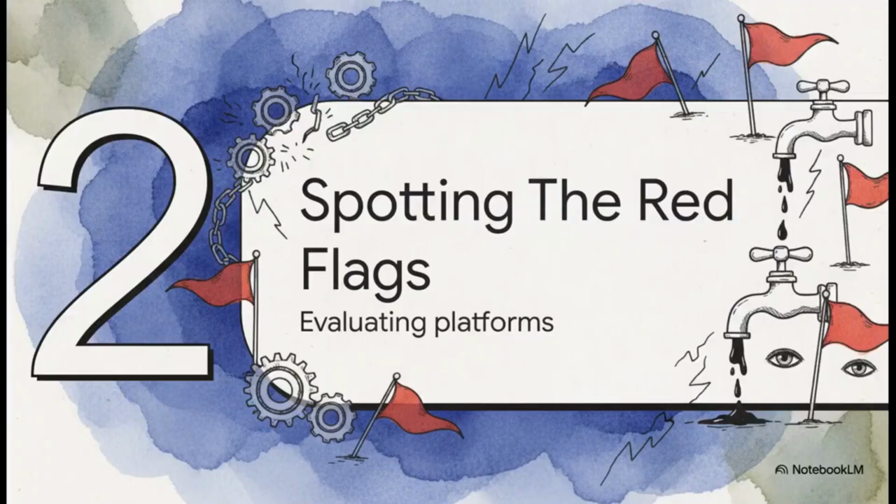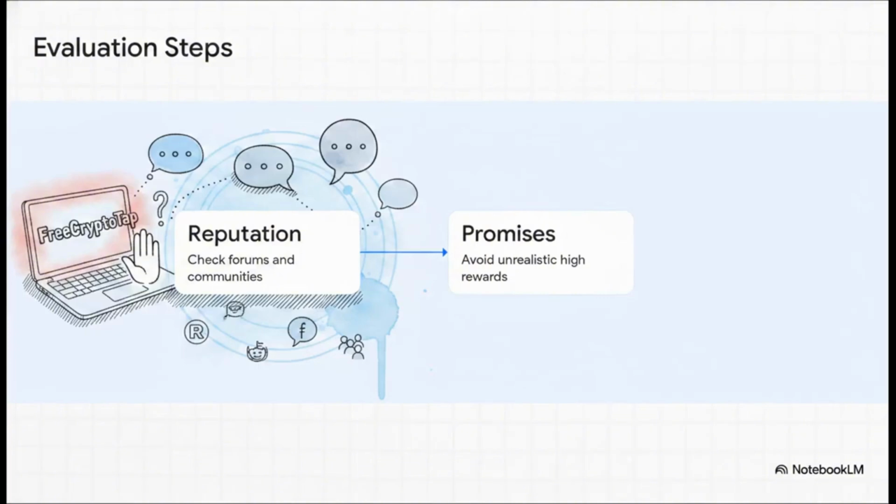Section 2. Spotting the red flags. Now we're going to shift gears here for a second, pivoting from those legitimate learning tools to the predatory scams you absolutely need to avoid. Step 1 of your defense manual is to always check the platform's reputation. Look, if you stumble across a faucet called Free Crypto Tap, don't just instantly sign up and connect your wallet. Pause for a second. Open a new tab and search that name on forums, Reddit, or known crypto communities to see exactly what other people are saying before you make a move.